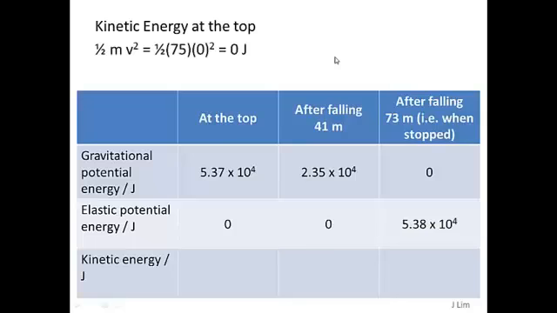The kinetic energy at the top is given by half mv squared. Immediately after jumping off, the velocity is still 0, so the kinetic energy is 0.